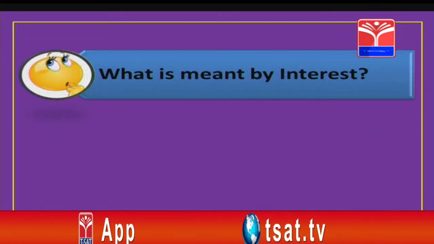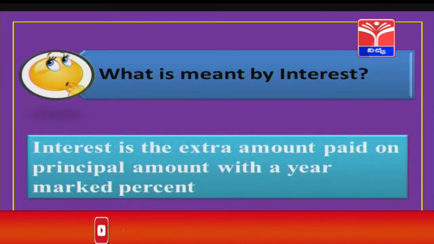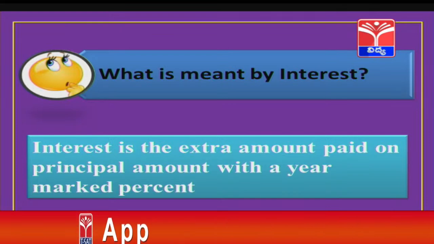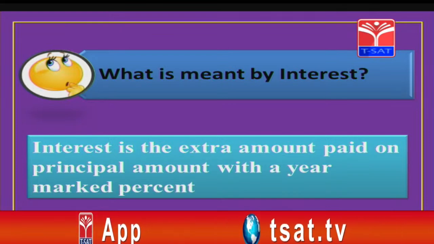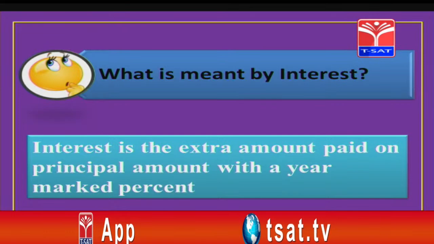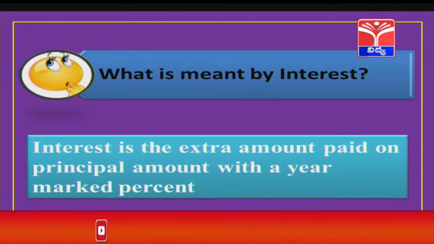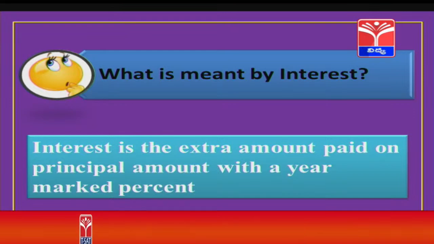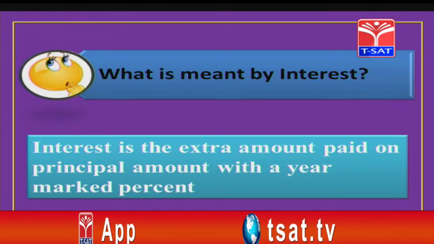Then what is meant by interest, children? You are right once again. Interest is the extra amount paid on the principal amount with an earmarked percentage. Let us understand what you mean by that. You have taken a loan of say 10,000 rupees and the bank charges 10%. That means, at the end of the year, you are going to pay 10% of that 10,000, that is 1000 rupees as the extra amount. This extra amount which we pay to the bank, we call it the interest.